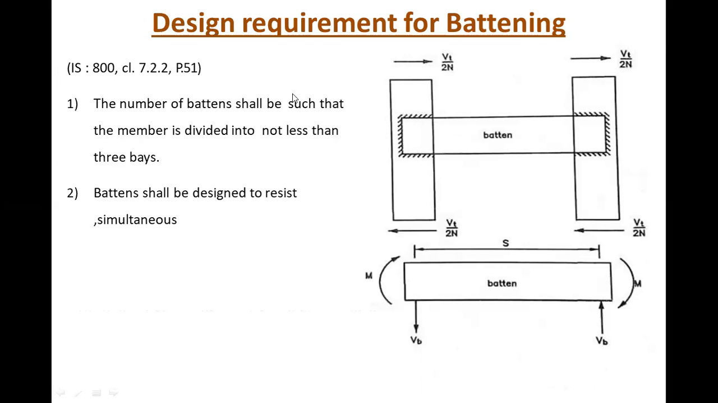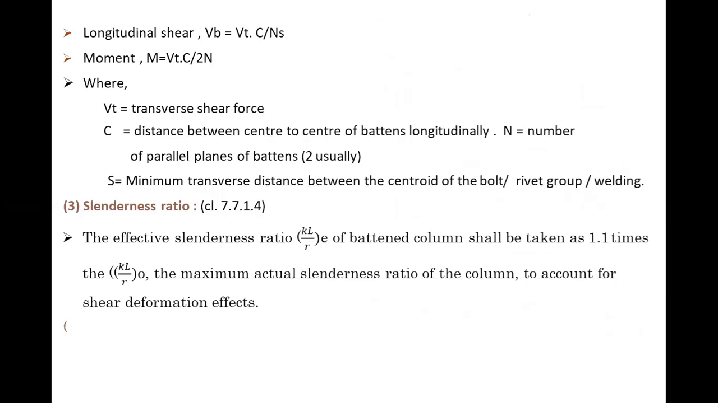So in IS 800 clause number 7.2.2, on page number 51, the first criterion is that the number of battens shall be such that the member is divided into not less than 3 bays. The second criterion is that the batten shall be designed to resist simultaneously the longitudinal shear dV equal to Vt multiplied by C divided by NS, and the moment M equal to Vt multiplied by C divided by 2N, where Vt is equal to the transverse shear force, and C represents the distance between centers of battens longitudinally.